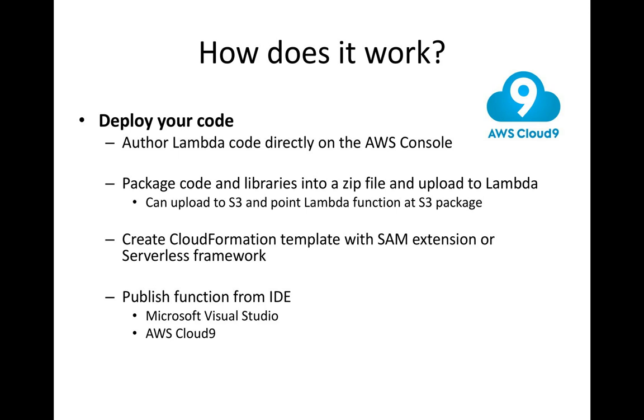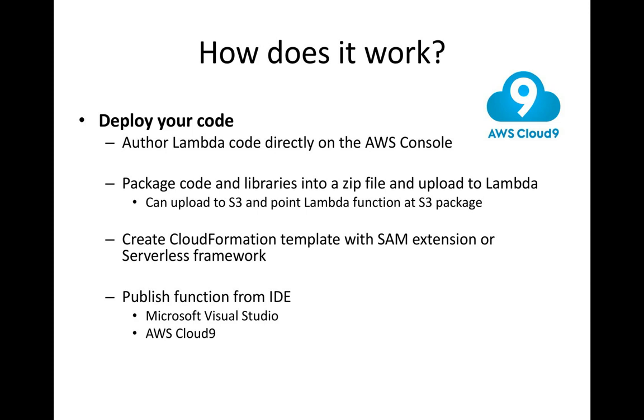Okay, so you've written your Lambda function code. You've created a Lambda resource, and now you're going to deploy your code. There's a number of different ways you can do it. You can author your code directly in the AWS Lambda console. There's a web-based code editor that you can use in the Lambda console to create your code and deploy it into that Lambda resource.